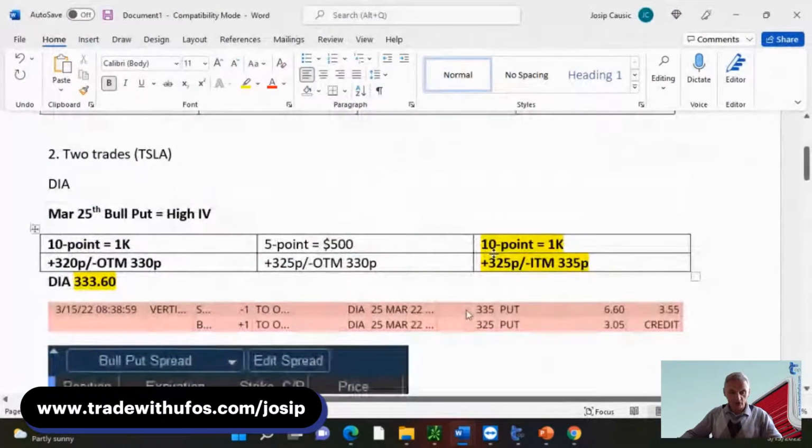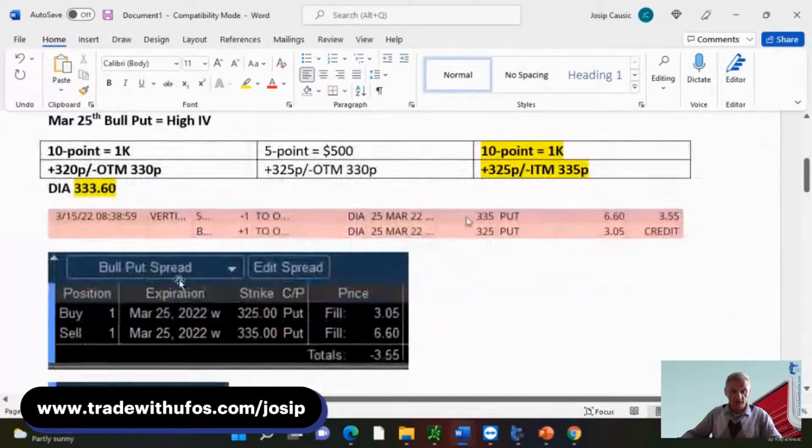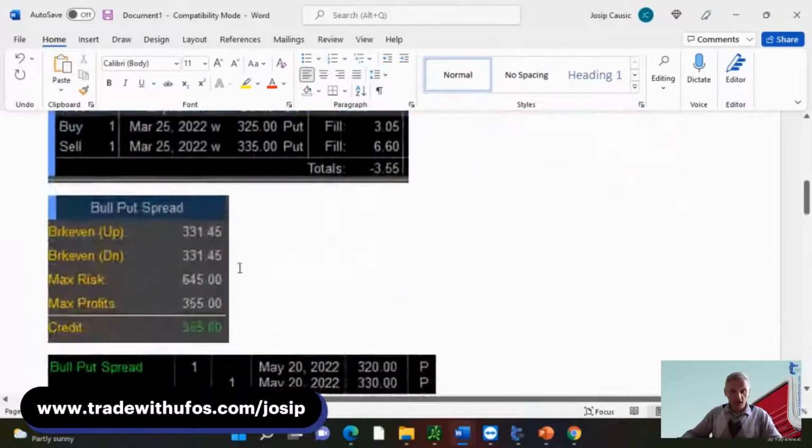It does not take long to execute the trade, but basically there are four components that I need. What was the time when I got in? It was at 8:38. What was the structure or tactic that I placed? It was a bull put spread. How much was I risking? I was risking $645. In reality, I was risking $1,000, but they owe me $355.